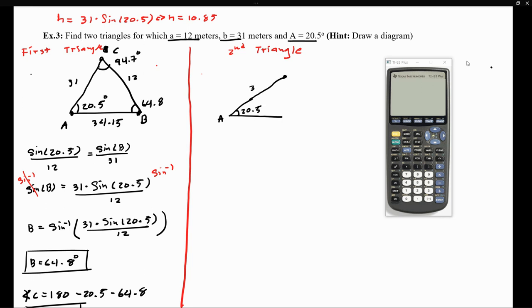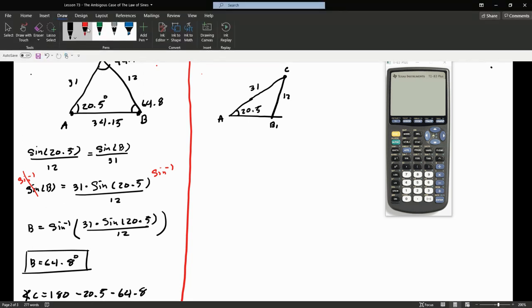Side B must still be 35, and side A must still be 10. Still be 12, sorry. So it must still be 12 here. But now let me call this B1. And again, notice that this triangle is a little different here, because think about it as if this was some kind of a pendulum.